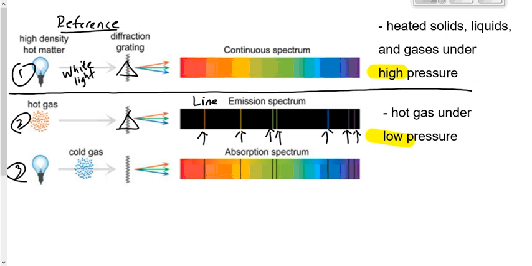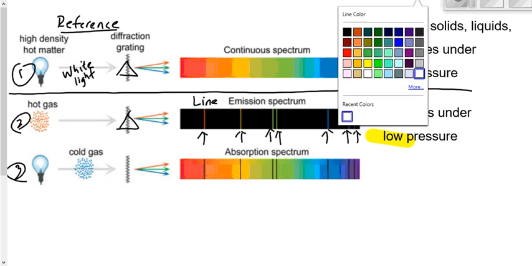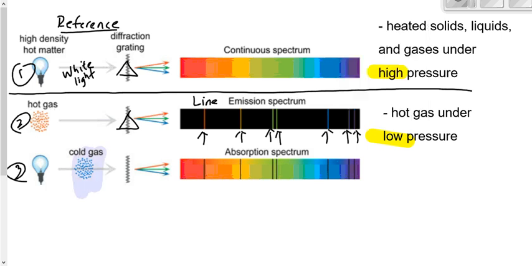Finally, the last one. If I get rid of this cold gas, that's not working. Let's just do this. If I get rid of this cold gas and pretend the cold gas isn't there, that third diagram looks an awful lot like the first diagram, right? In fact, it should be exactly the same. What's different? I get rid of the cold gas. What's different about the third diagram from the first diagram?